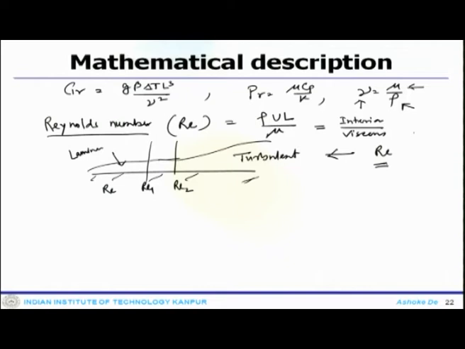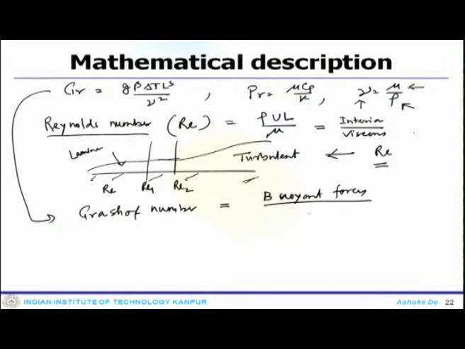Now, the other parameter which is coming is the Grashof number. Grashof number is nothing but the ratio of the buoyant forces to the viscous forces. So, this appears due to non-dimensionalization of the temperature equation.